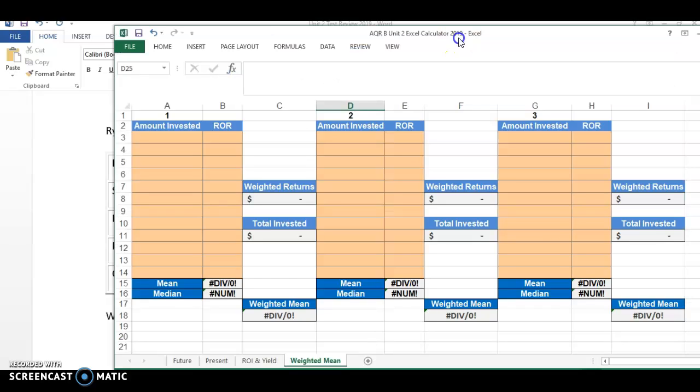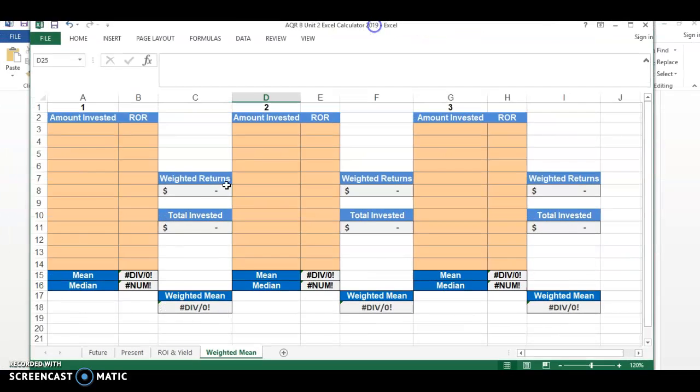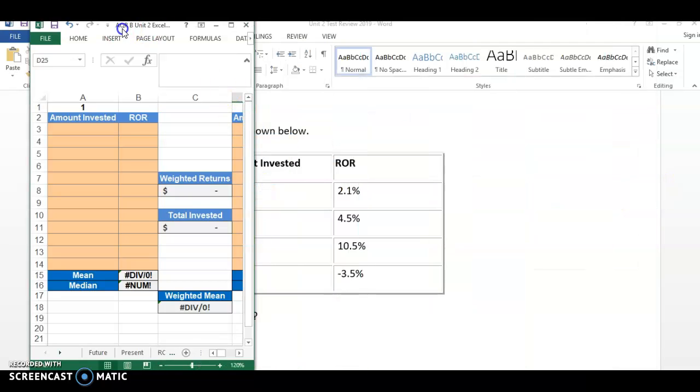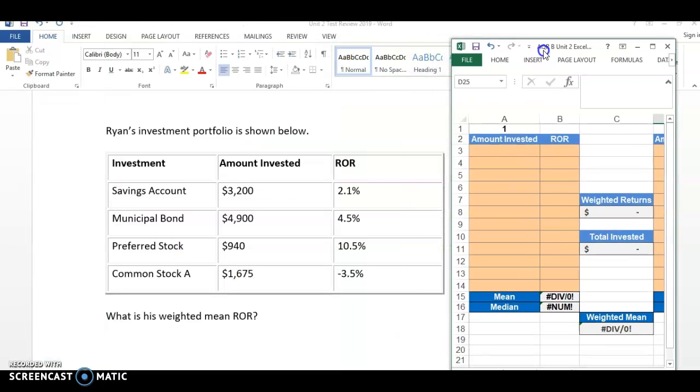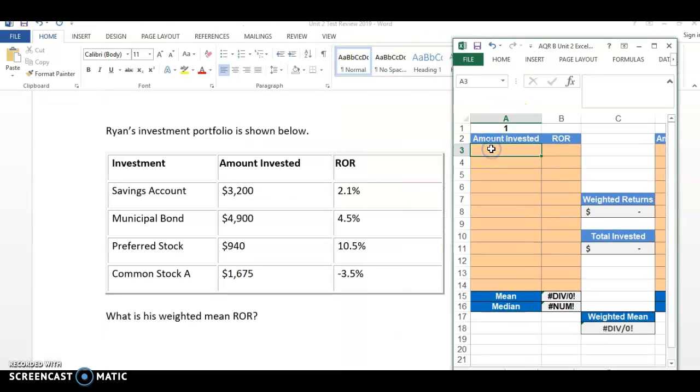So what you want to do is, in your Excel calculator, make sure you go down to the tab that says weighted mean. Okay, that is where you want to be. What I'm going to do right now is make this smaller so we can see everything here. And I'm just going to start with the amount we invested.